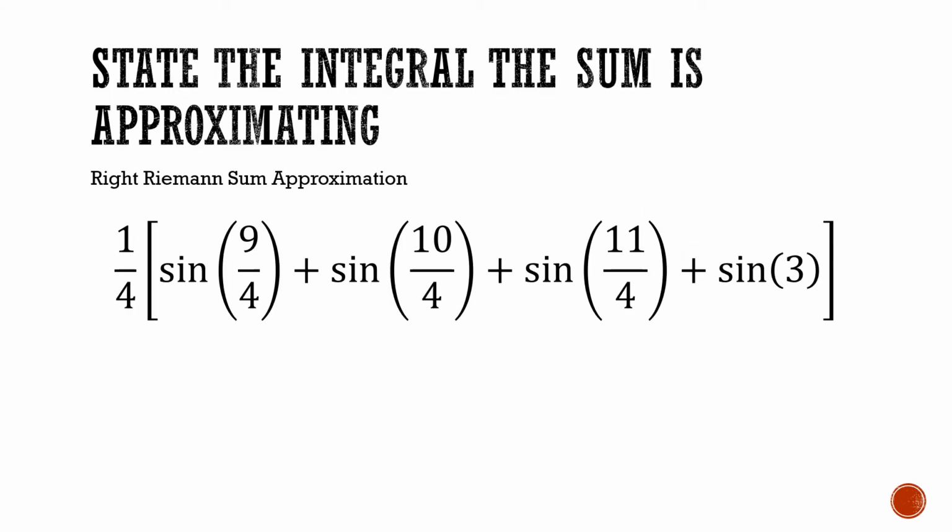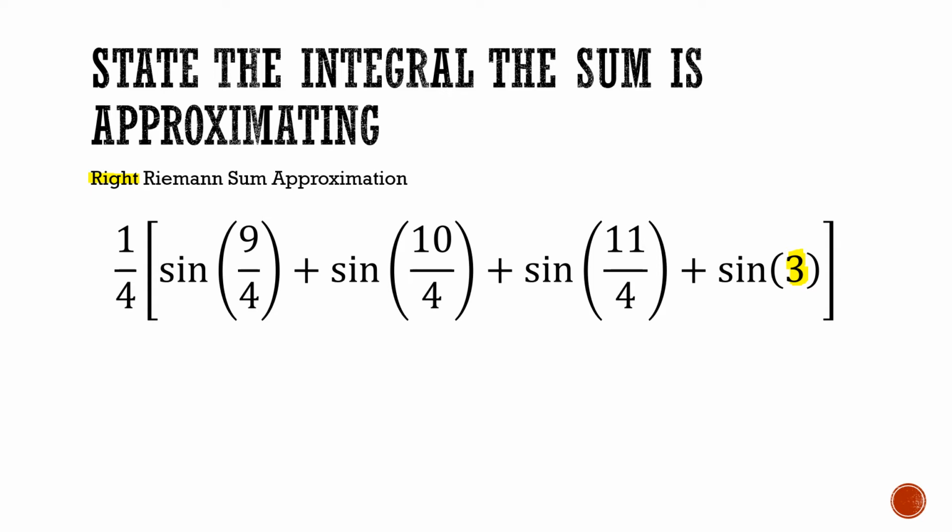All right, so this first example says state the integral the sum is approximating using a right Riemann sum. The first thing I notice is that I have this 1/4, and this 1/4 is telling me the base of each one of my rectangles. Now, since I'm doing a right Riemann sum, this number over here is going to be the rightmost value, or my b value of my interval. And if each piece is a fourth, I'm going to count backwards by a fourth.